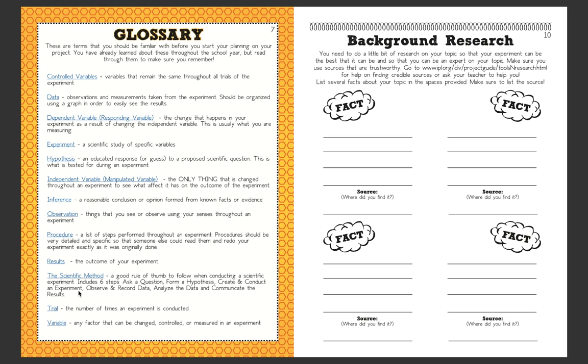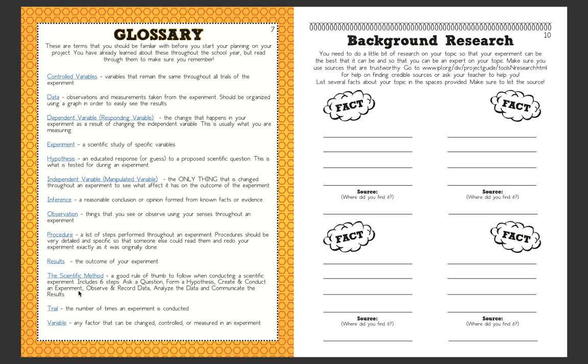These are terms that we should be familiar with before starting our project, but if you ever need to reference back to them, they are here in the beginning of your packet. So we have our controlled variables, data, dependent variable, experiment, hypothesis, independent variable, inference, observation, procedure, results, the scientific method, trial, and variable. Again, these are just some recurring vocabulary terms that we are going to be using throughout this process. And these definitions are here for you if you need to refer back to them at any point.